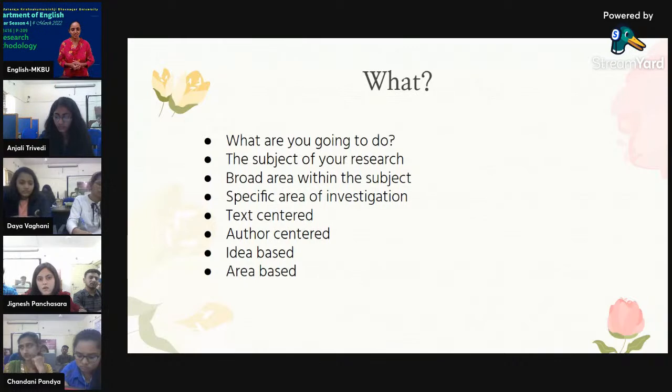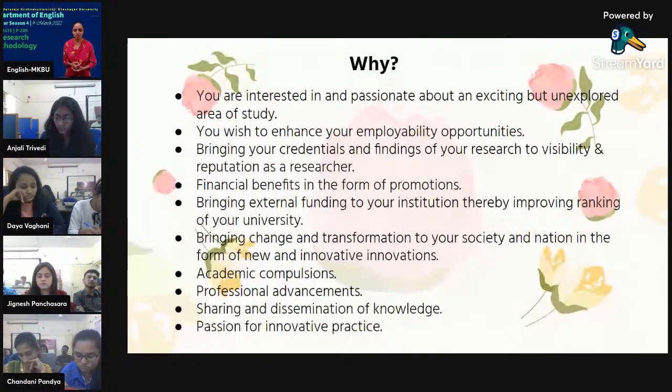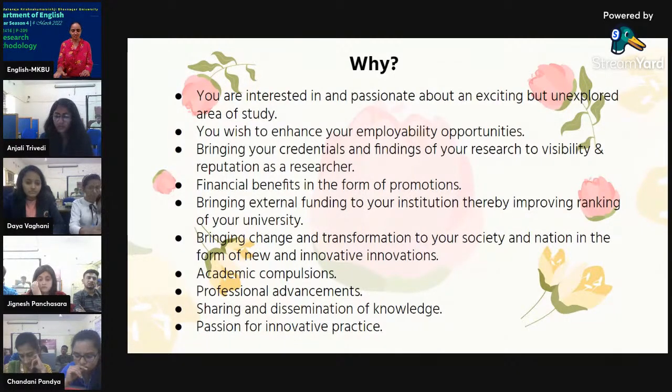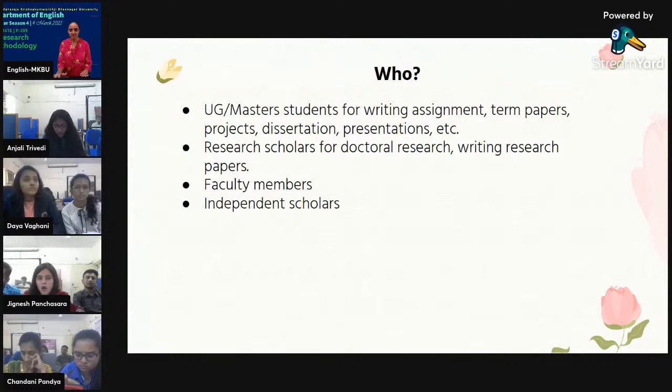Then why do we do research? If we are interested in it and passionate about it, something that is totally unexplored by any other researchers. So it is our wish to enhance our employability opportunities, and there are many reasons for doing research, like building your credentials and giving your research visibility, and many things. Then who can do the research? UG and master students can do research-type work in their assignments, projects, dissertations, presentations, like we have done in our. Then research scholars and PhD scholars, faculty members and independent scholars.